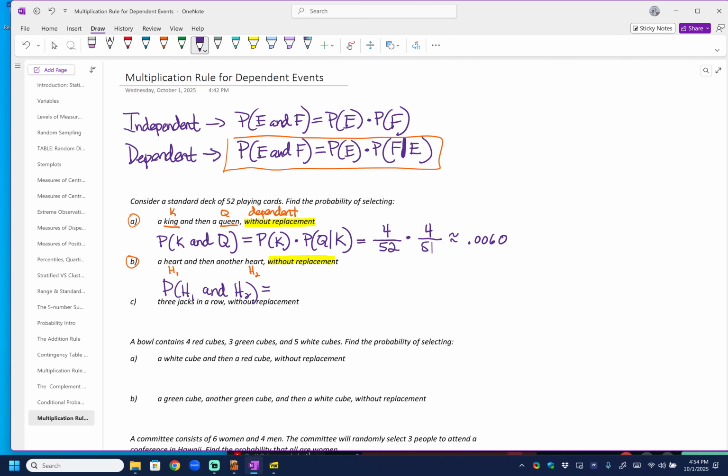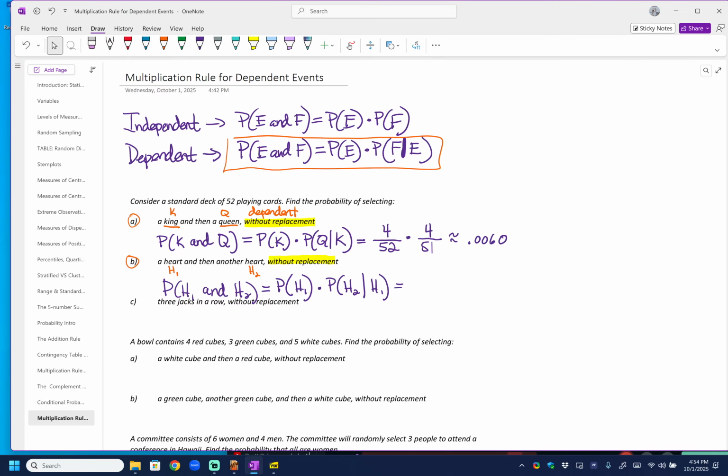By the formula, because we know these are dependent events, this is going to be equal to the probability of picking the first heart, because that's coming from the stable, regular 52 card deck. But then we have to take into account that we're taking a card out. So we are looking for the probability of heart 2, but given that heart 1 has occurred. So what does this look like?